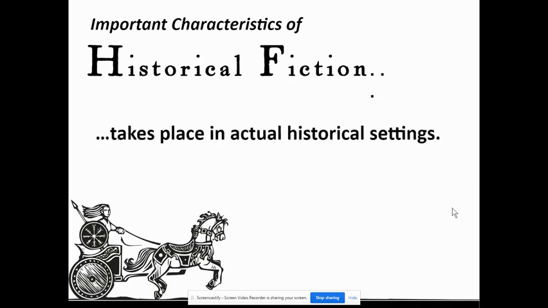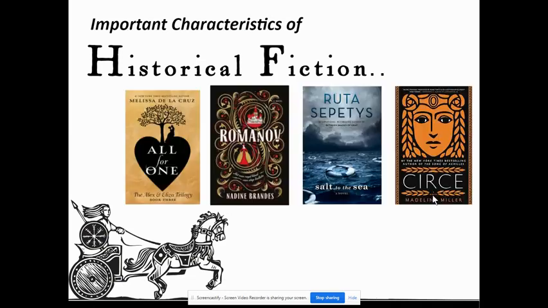Okay, the fourth and final characteristic is that it takes place in actual historical settings. So this could be ancient Greece. It could be during World War II in any of the countries involved. It could be in old Russia. It could be in the early United States. Any time period that, for my purposes in class, I usually say is 50 years or older.